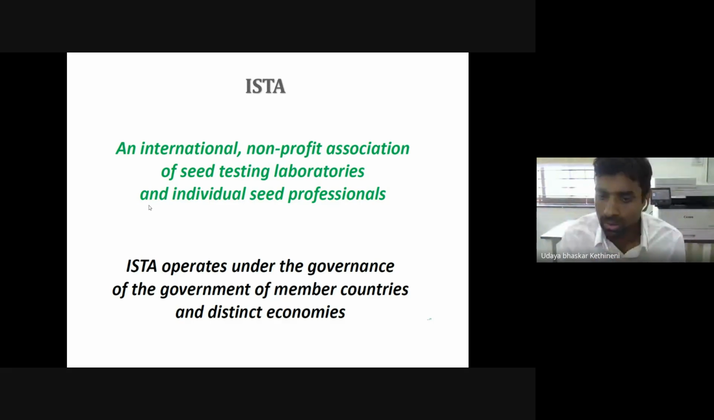Only the ISTA executive council is paid and actually executive. It deploys its executive functions through this executive council, which has around 11 members. The current ISTA president is from India, Dr. Keshavulu sir, director of the Telangana State Seed and Organic Certification Agency. So this is in brief about ISTA. It is a non-profit association formed by the association of seed testing laboratories and individual seed professionals.